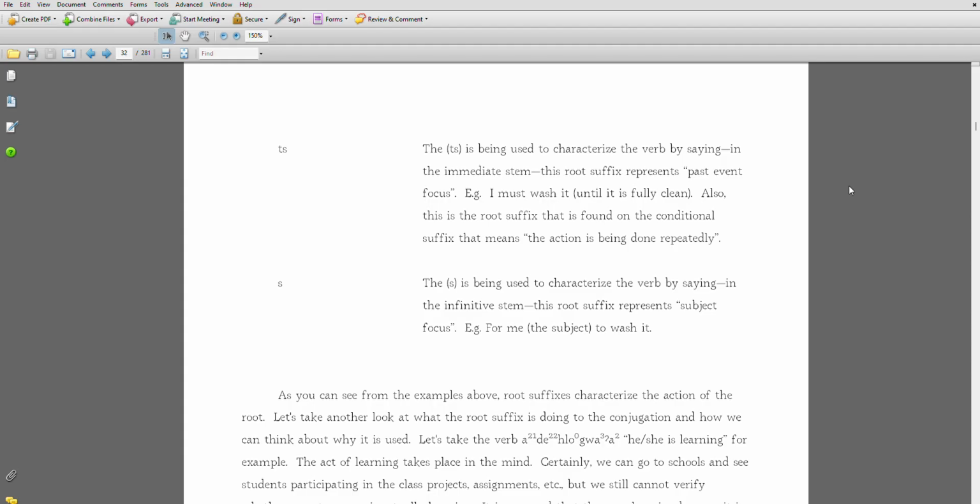S. The S is being used to characterize the verb by saying in the infinitive stem, this root suffix represents subject focus. So for example, for me, the subject, to wash it.